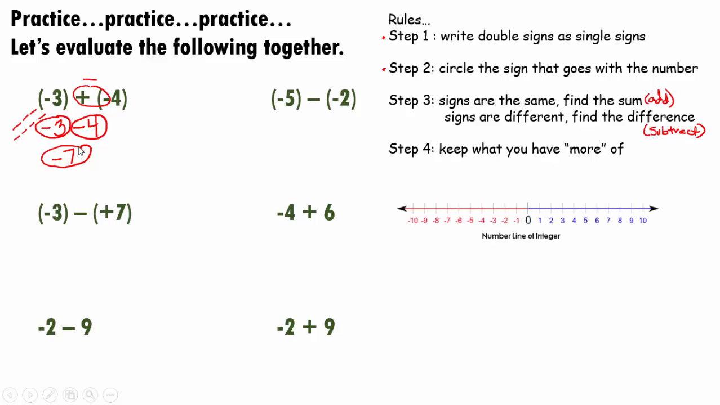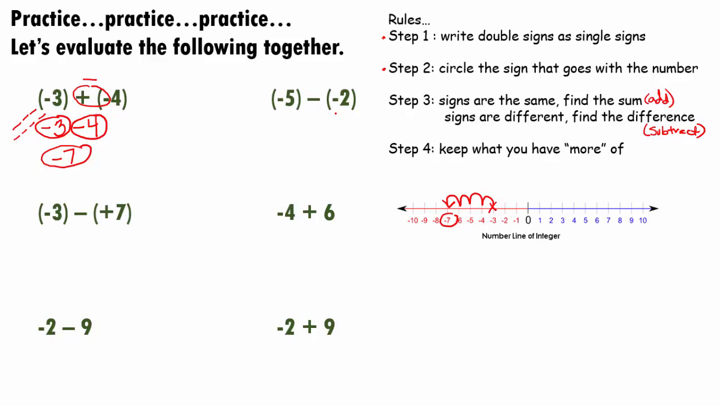We can check that on a number line if you want. So we start over here, 0 to negative 3. You'll remember, if we're adding a negative, we are moving to the left. 1, 2, 3, 4 on our number line gets us to negative 7. Our rule works. Let's try the next one.